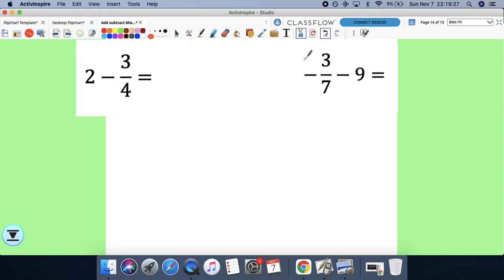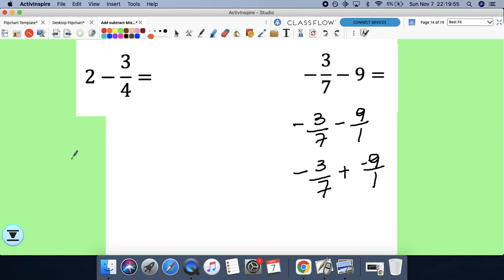Let's do the second one here. Again, just reviewing. We're going to start with negative 3 over 7, and we're going to write the whole number 9 as 9 over 1. We can change that to an addition. Okay, so now we have to find a common denominator. We have 7 and we have 1. Let's list the multiples of 7, and then the multiples of 1: 1, 2, 3, 4, 5, 6, 7.